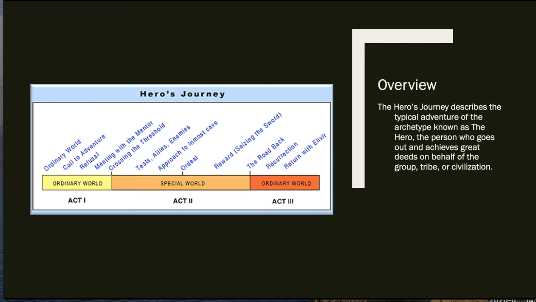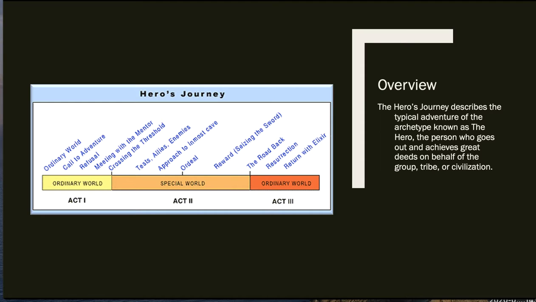So the hero's journey describes the typical adventure of the archetype known as the hero, the person who goes out and achieves great deeds on behalf of the group, tribe, or civilization. And Act 1 is approximately a quarter of your story, and that's where it starts in the ordinary world. And so when you look at myths, this is where they start out in their own local area. And they have the ordinary world, so you start to see what their world looks like, a call to adventure. Oftentimes, but not always, there's a refusal of the call. They meet with their mentor, and then they have what we call crossing the threshold.